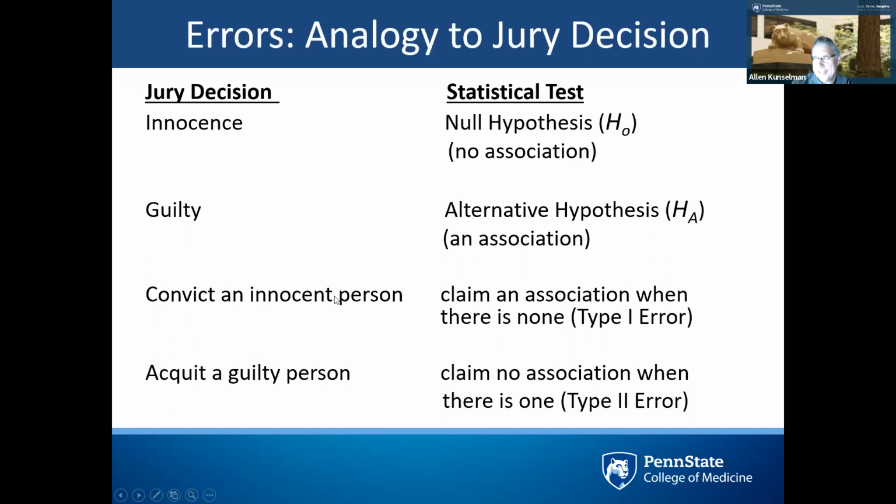So the type 1 error would be if you convict an innocent person. Again, you claim there's an association when there actually wasn't one. A type 2 error is when you acquit a guilty person. So you claim there's no association when there is one. And the reason I like the jury analogy is this kind of shows why a lot of times you think a type 1 error is more egregious than type 2. In society in general, it's worse to convict an innocent person than it is to let a guilty person go free. So hope that made sense.